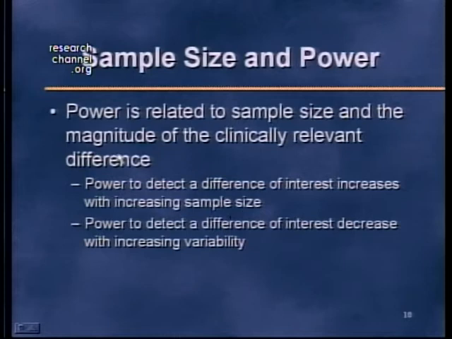And we saw that the statistical power of a hypothesis test is implicitly related to sample size, as well as related to the magnitude of the clinically relevant difference that we're interested in detecting. So we saw that the power to detect a particular difference of interest increases with increasing sample size. We saw that the power to detect a difference of interest decreases with increasing variability or spread in the observations. So just two key points to keep in mind, that one can modify the statistical power depending on the difference that you're considering to be clinically important. One can also see that having increased variability in a data set will also influence the power.